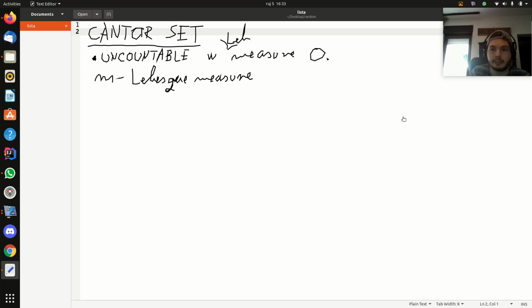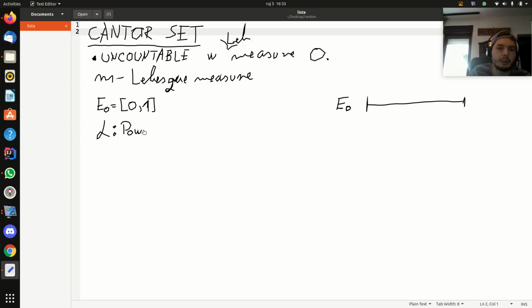And let's define this set. So we start off with the closed unit interval. Okay, I'm gonna draw that over here. So this is gonna be E0. And now I'm gonna define a function, call it alpha, from the power set of the real numbers, so all the subsets of the real numbers, to again the power set of the real numbers. So it takes in a subset of the real numbers and spits out a subset of the real numbers.